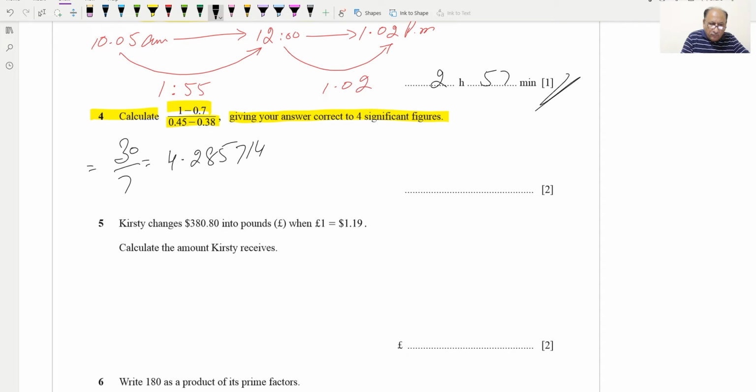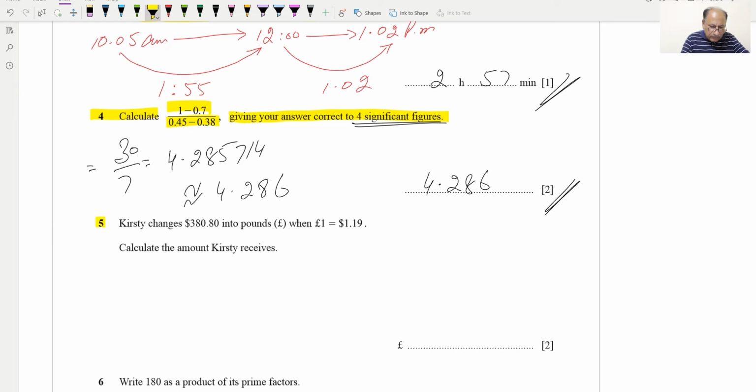We have to provide the answer in 4 significant figures. So 1, 2, 3, 4, up to this one, we have to remove the rest from here, and we can write it as 4.286, because we are removing 714, so the 5 will be increased by 1. So 4.286 will be our answer for 2 marks.